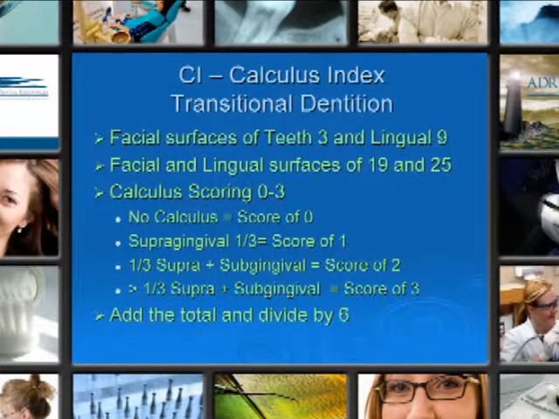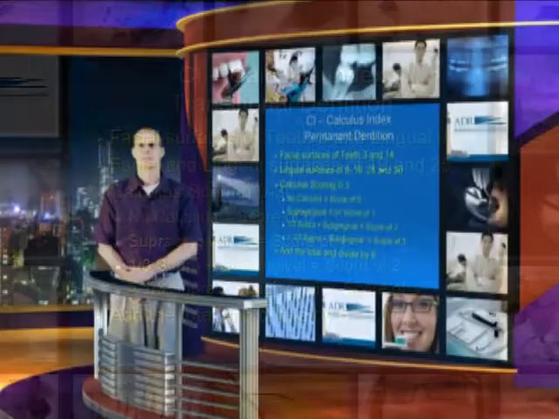Calculus index for the transitional dentition is recorded by using the facial surfaces of tooth number 3 and the lingual of number 9, the facial and lingual surfaces of tooth numbers 19 and 25. Calculus scoring, similar to the last one, no calculus receives a score of 0. Supragingival 1/3 equals a score of 1. 1/3 supra plus subgingival score is a 2. Greater than 1/3 supra plus subgingival score as a 3. Add the total and divide by 6.